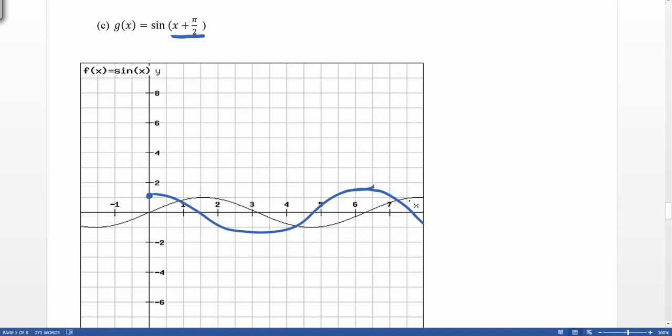And you may think that that graph looks familiar, and it should, because this graph is actually cosine of x. So by shifting sine of x by pi over 2 to the left, we end up with the cosine of x graph.